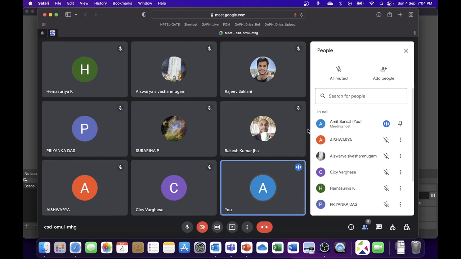So BJT, FET, and diode, usually one question comes every year. Op amp, you get at least one question definitely. Some years you get 2 questions. And logic gates, again at least one question. And there are years where there have been 2 questions.